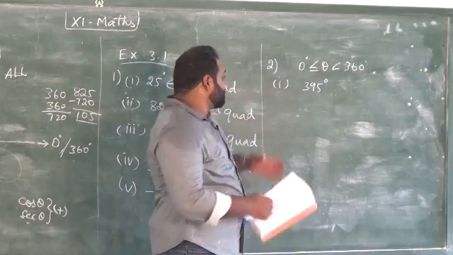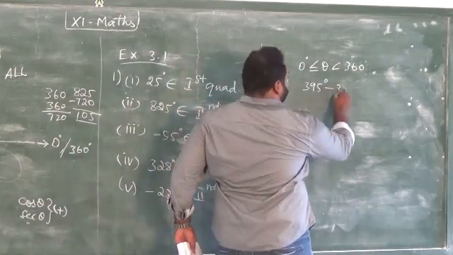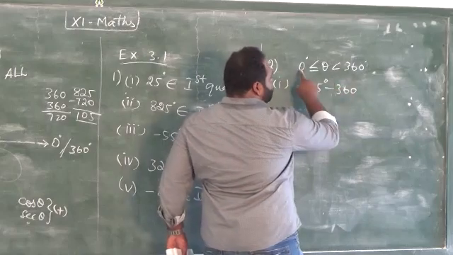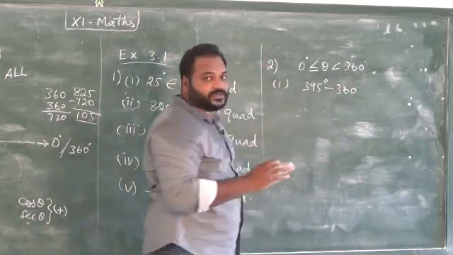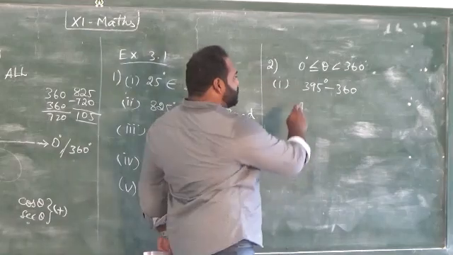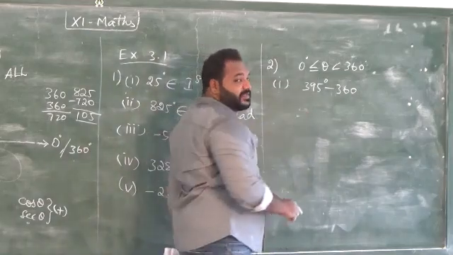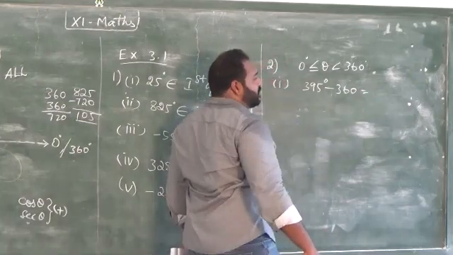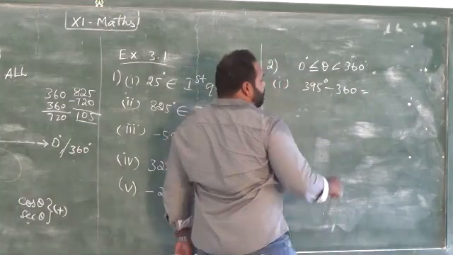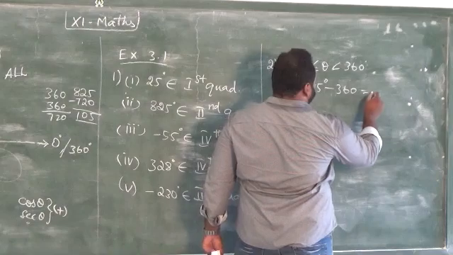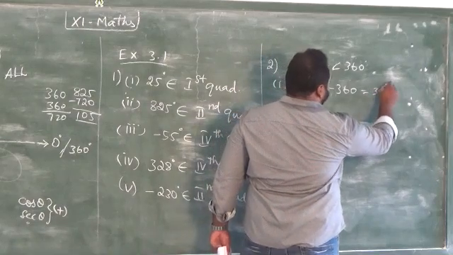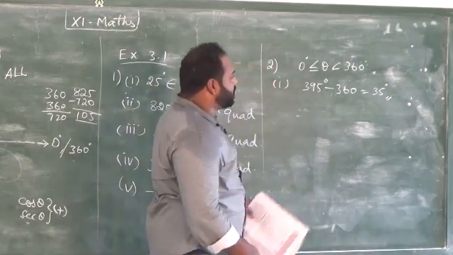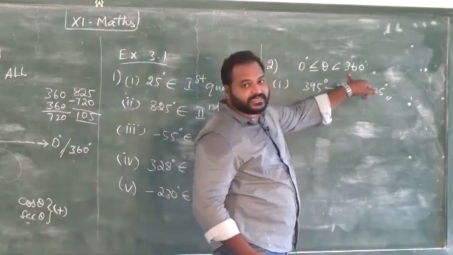The coterminal angle is supposed to be in between 0 and 360, not more than 360. 395 is more than 360, so you have to subtract 360. If you subtract, it is 35. It is a coterminal angle, and 35 is in between the given condition.